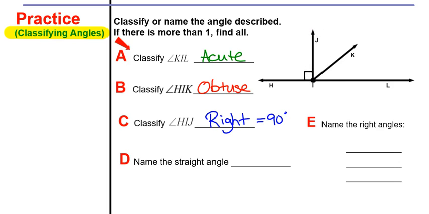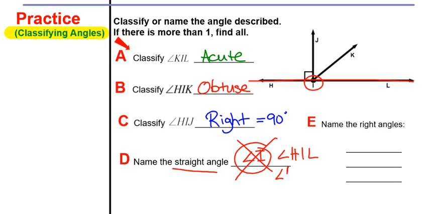Then the next question asks me to name a straight angle. Remember, the straight angle is the one that goes straight across the bottom. And so I'm going to be naming that. I is the middle. Remember that we cannot name that angle I because we have all those other letters on the interior. So we have to name that angle HIL, or we can name that angle LIH. We can go in either order, from left to right or right to left. They all work the same.